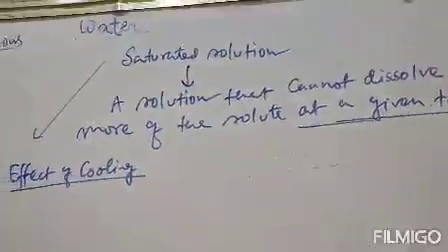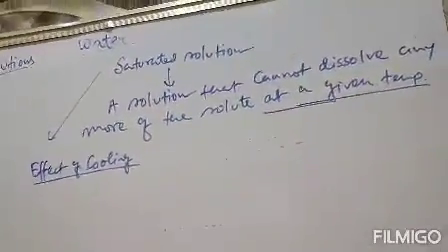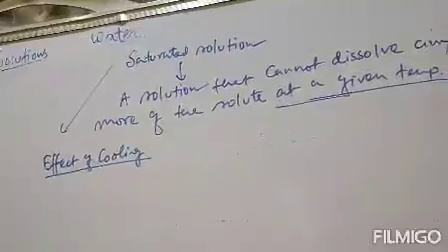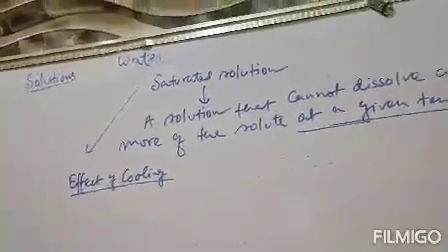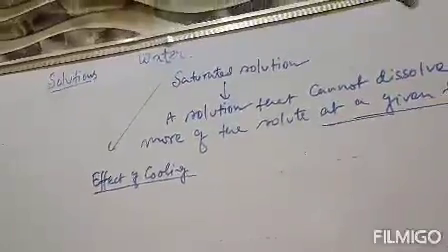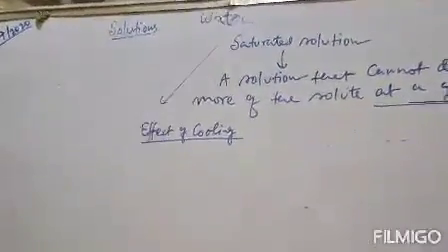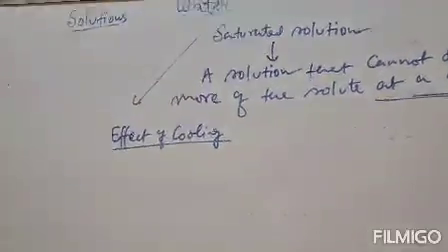That means the basic thing is that if we cool down the temperature, the solubility of solid in saturated solution will decrease with fall in temperature. A part of the dissolved solute separates out in the form of crystals, and the remaining solution is still saturated, but it will be at a lower temperature. That is the effect. The solubility will decrease. Clear?